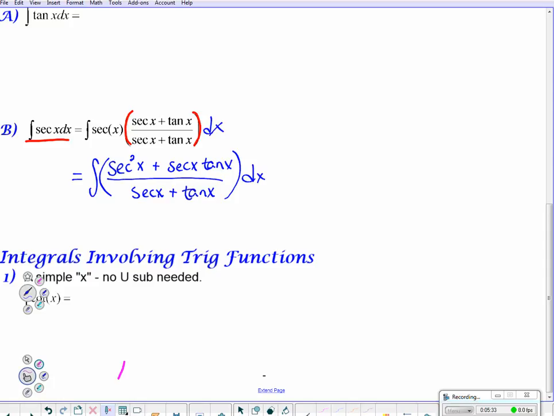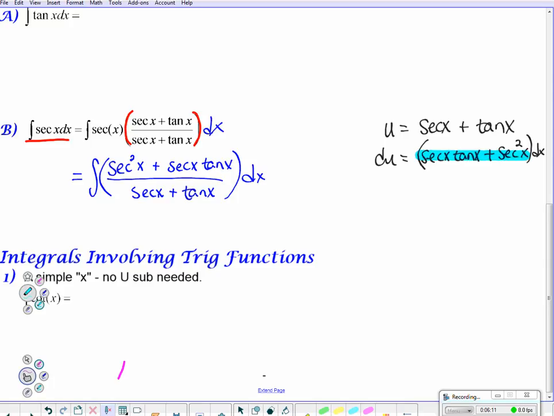And you're saying, wow, that looks complicated. Well, let's let our instincts take over and set up a u sub. Let's let u equal the bottom, secant x plus tangent x. Then the derivative of that would be, the derivative of secant is secant x tangent x. The derivative of tangent is secant squared x dx. And would you believe, we need parentheses here, would you believe that we have a match here?